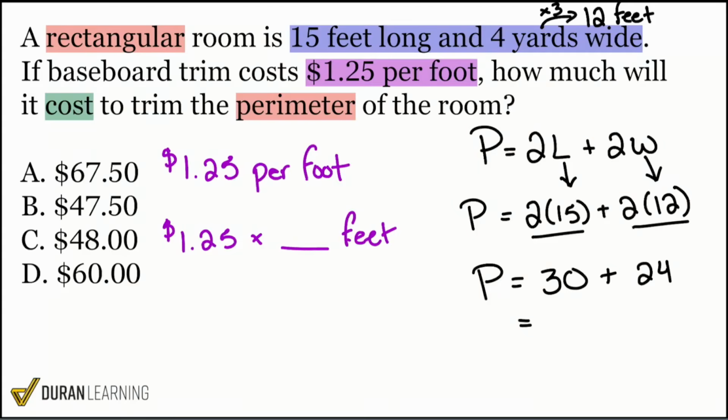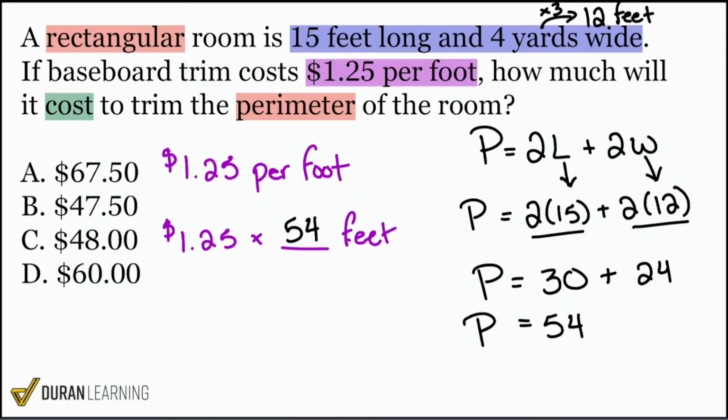Right on, that's going to be 54. So there we go. There's our perimeter. Our perimeter equals 54. But like I said, we're not done. We're going to be multiplying the 54 by $1.25 per foot.